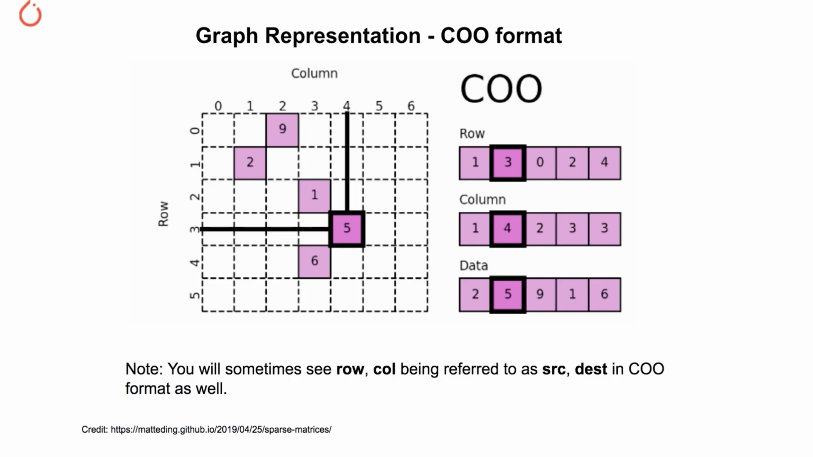The next thing is the other way to represent a graph, called COO, which stands for coordinate format. It's basically a good way to store a very sparse matrix in a very space efficient way. This is pretty straightforward. The first row, here you have 3, meaning row 3, and then column 4, and that gives you the value 5.